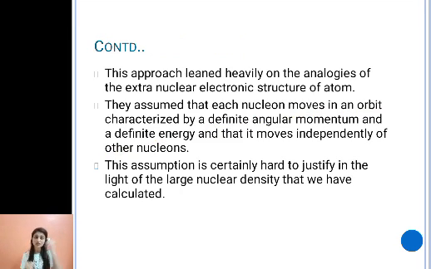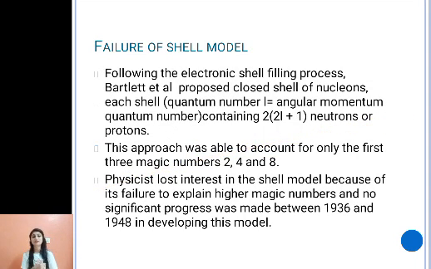They assumed that each nucleon moves in an orbit similar to how an electron moves in an atomic orbit, characterized by a definite angular momentum and a definite energy, and that it moves independently of other nucleons. This assumption is hard to justify in the light of the large nuclear density. There is no space inside the nucleus for the nucleons to move freely, so it was very difficult to justify this. So, the failure of the shell model.